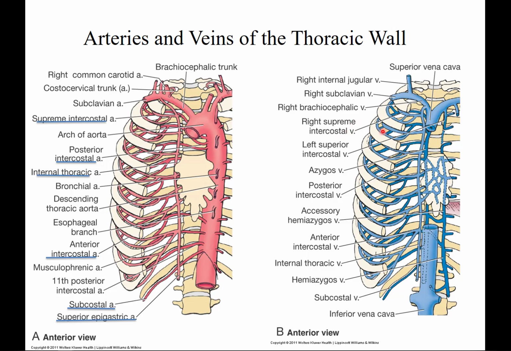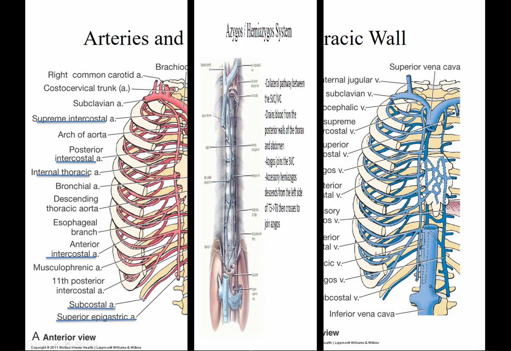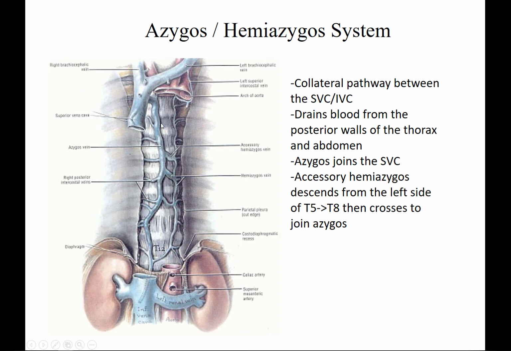Vein-wise, you have these intercostal veins. So you have a supreme intercostal vein, you have a superior intercostal vein, and on the vertebrae themselves, you have the azygous vein and the posterior intercostal veins traveling along there. Traveling through the diaphragm from inferiorly is going to be your inferior vena cava, which enters the heart into the right atrium.